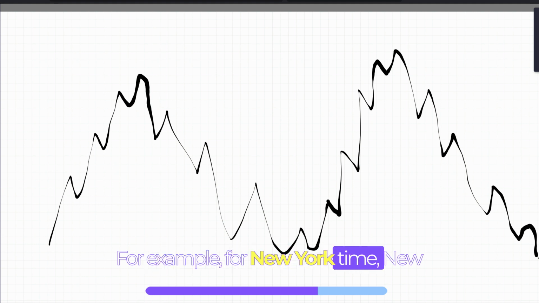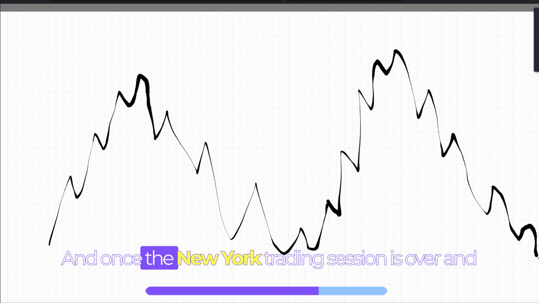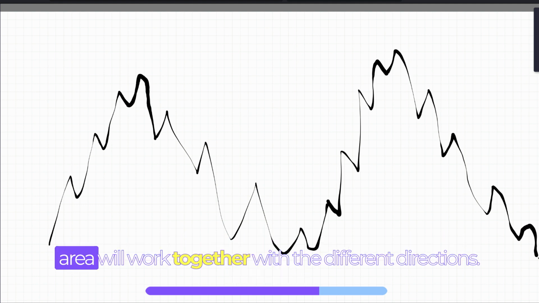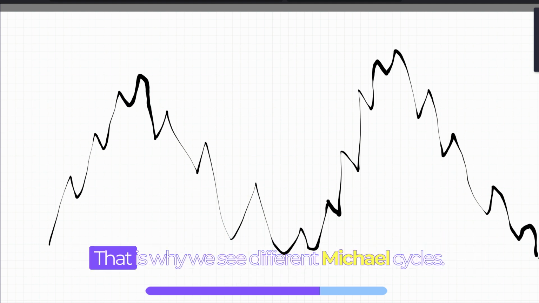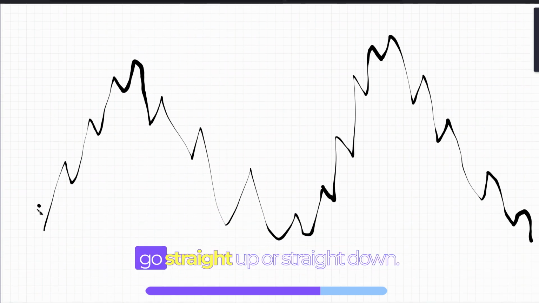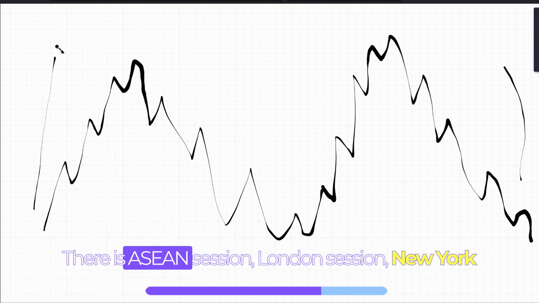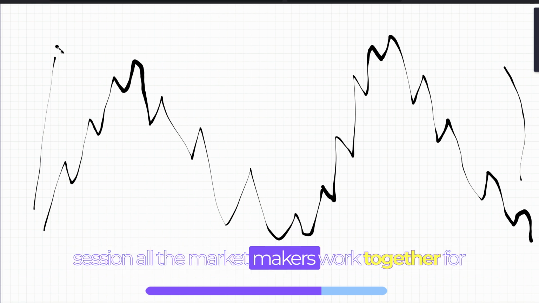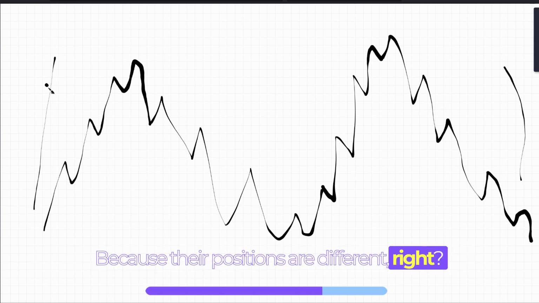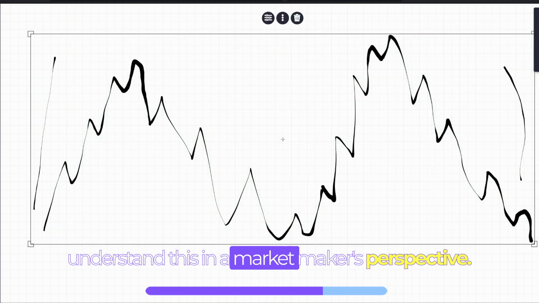For example, in the New York trading session, all the US market makers trade in one particular direction, and once the New York trading session is over and the London session opens, all the market makers in the London area will work together in a different direction. That is why we see different market cycles every time. That is why price does not go straight up or straight down, because there are multiple market sessions coming. There is the Asian session, London session, New York session. All the market makers work together for those particular regions, but in different directions, because their positions are different, right?